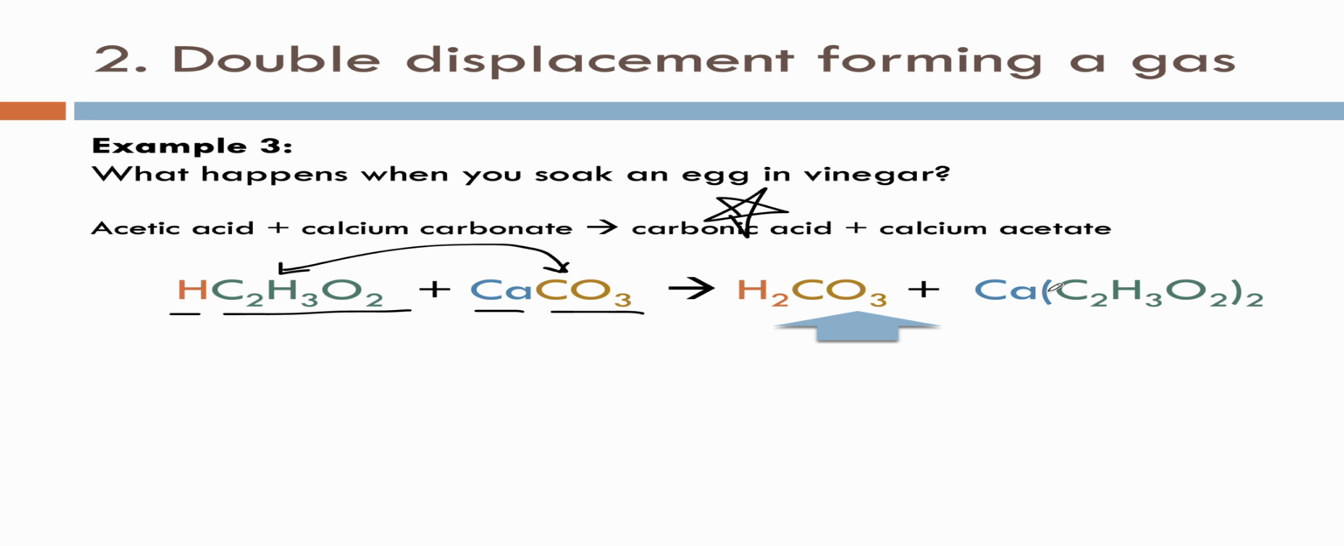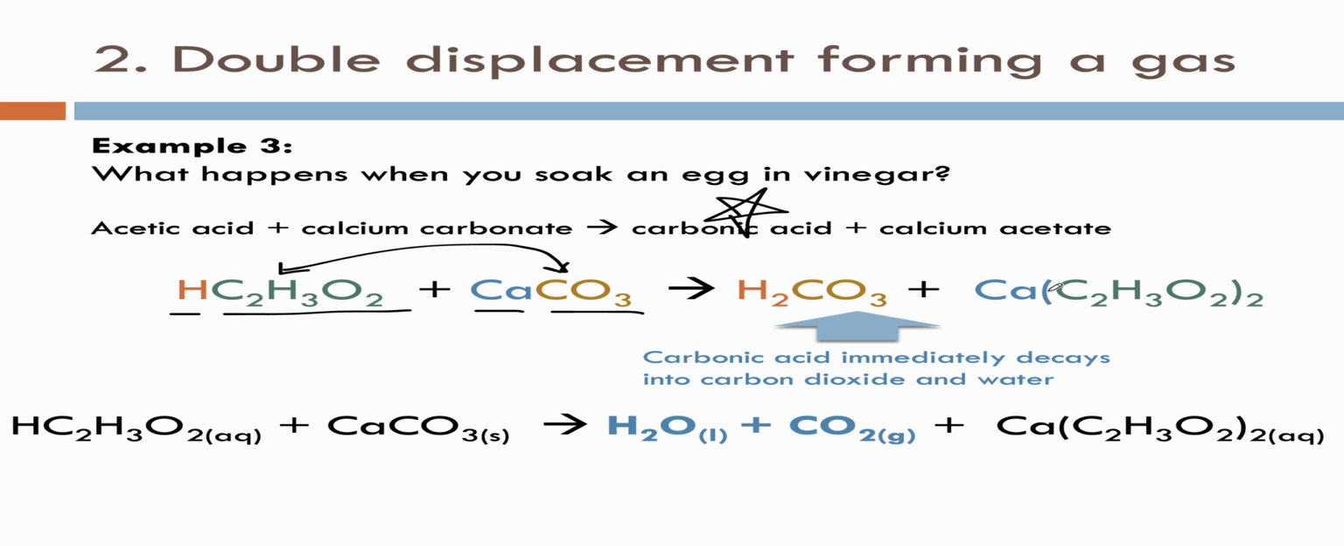That carbonic acid is going to then break down right away into carbon dioxide gas and water. So here we go. Immediately H2CO3 breaks down into H2O, water, and carbon dioxide gas. So our full reaction will be acetic acid plus calcium carbonate makes water and carbon dioxide gas, and it's because it makes that gas that this reaction goes forward, plus also your calcium acetate. What we haven't done yet is balance it, so we can do that.